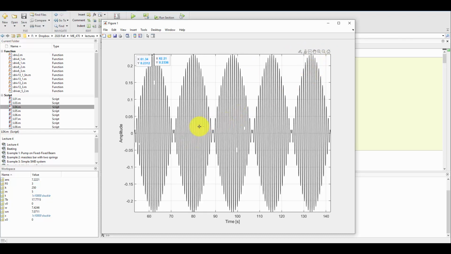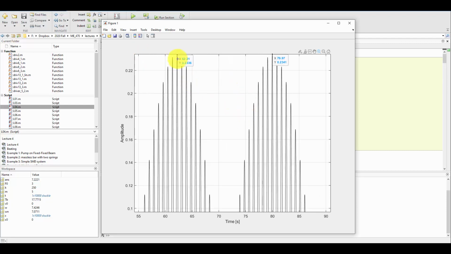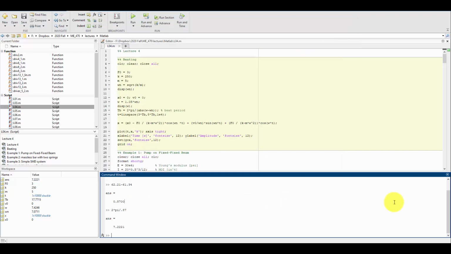So let's see the slower wave that's happening here and try to get a sense of what that timing is going to look like. All right, so I have the time between the peaks. Let me zoom in just to make sure I captured them correctly. All right, so this peak to this peak, which is this slower moving wave, how long does that take? Let's see, 79.97 minus 62.21. Right, so 17.8 seconds between them. We actually already calculated this out. That is the beat period.